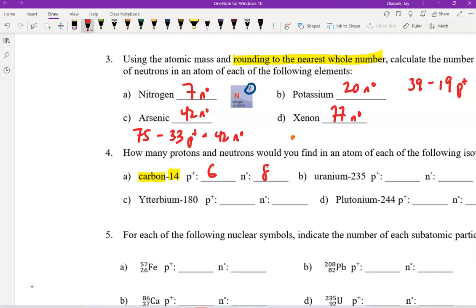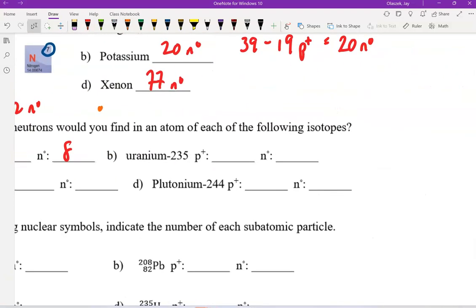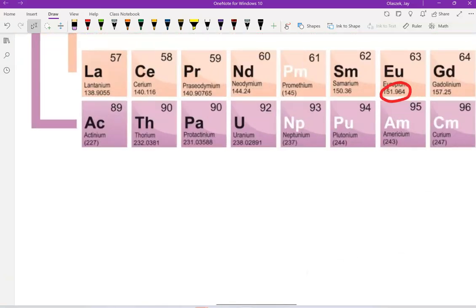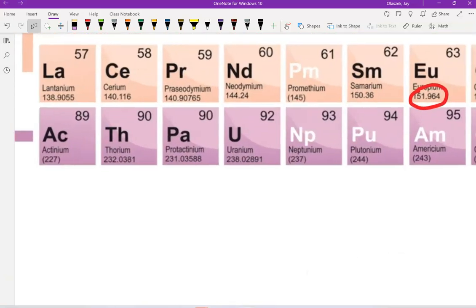Okay? Here we are. We're looking at uranium-235. Uranium's a big radioactive element. It's right here. This is an isotope of uranium, meaning most of the time uranium has an atomic mass of 238, but this one doesn't. This has an atomic mass of 235. Isotopes are simply elements with differing numbers of neutrons, but their number of protons is the same. So every atom of uranium is going to have 92 protons.